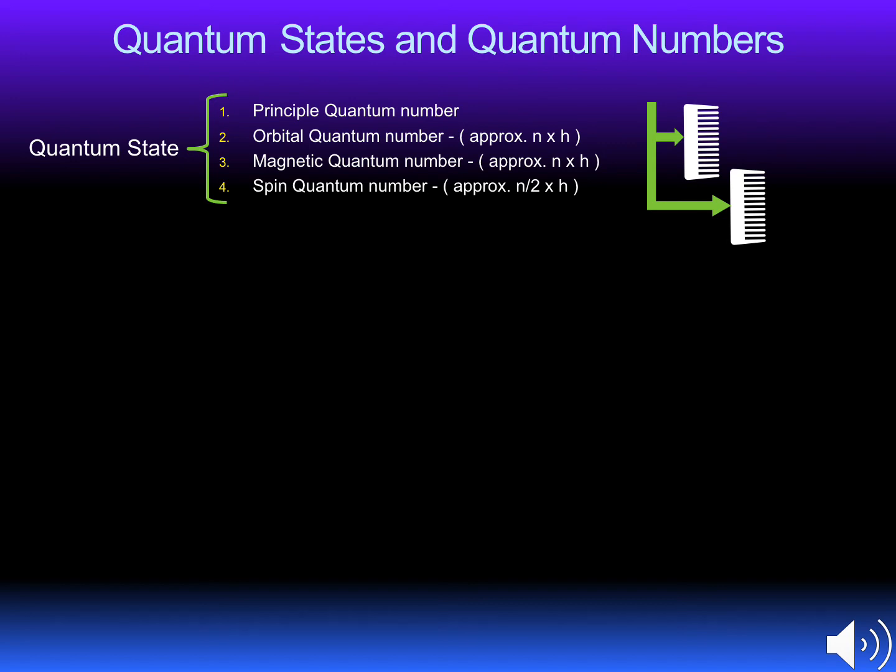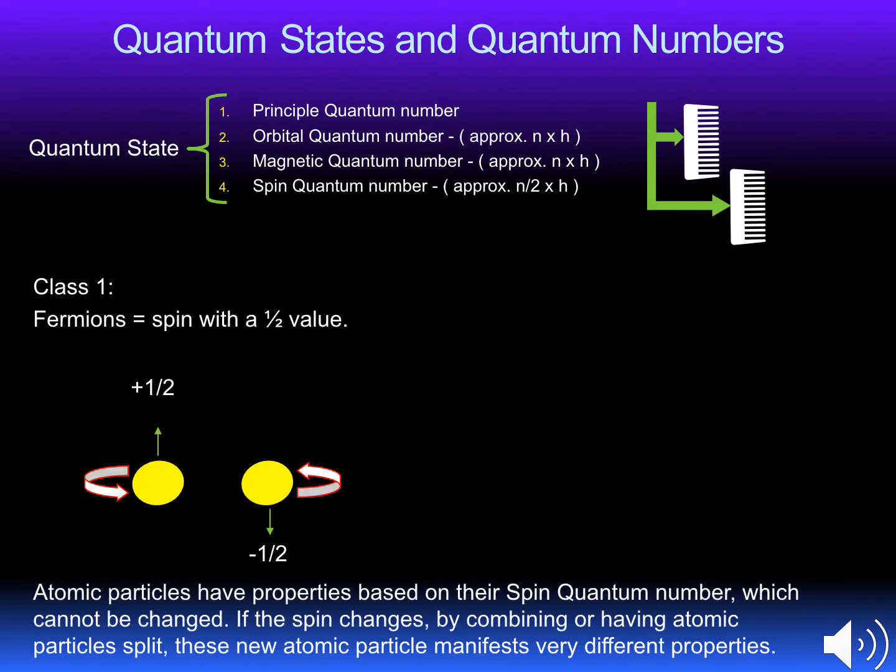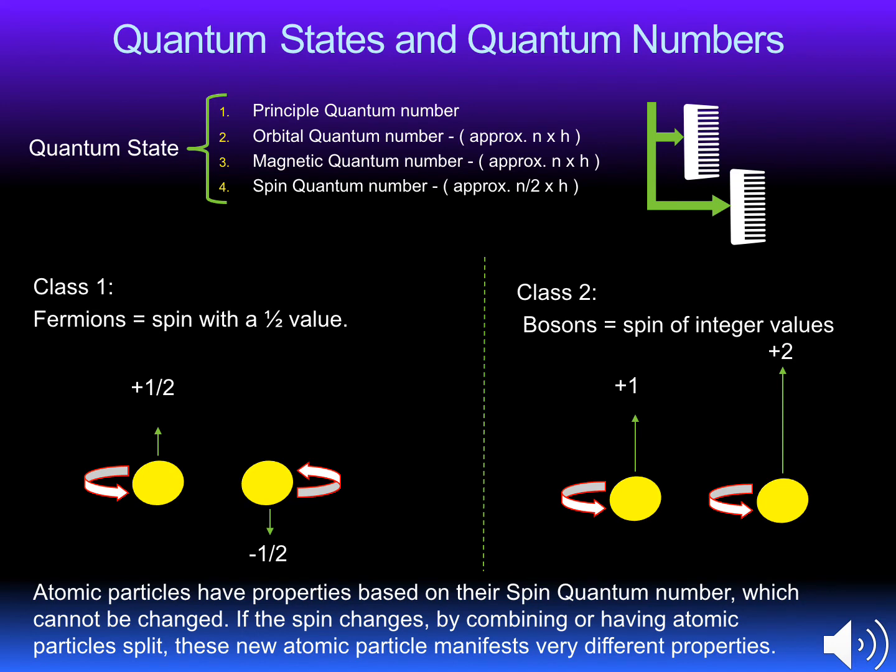And as you saw, it's a tiny amount of energy, but it has dramatic effects. So let's look into the classifications of spin. Now, quantum physics divides up this spin into two classes. The first class is called fermions, and those are atomic particles that have a spin value of a half, so plus a half, minus a half. The second class is called bosons, and those have spin of integer value, so plus 1, plus 2.